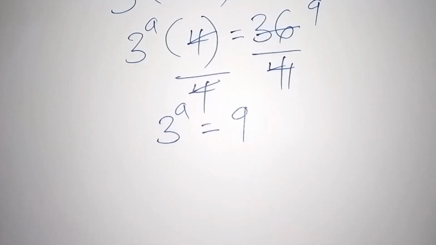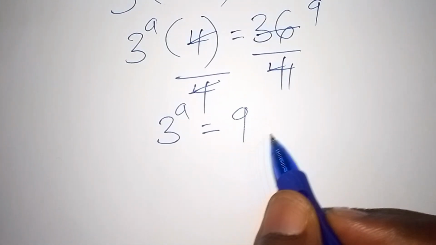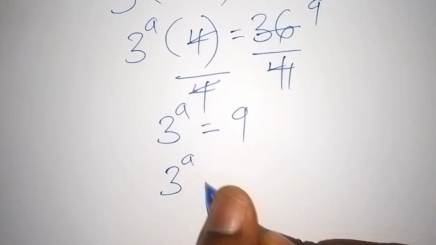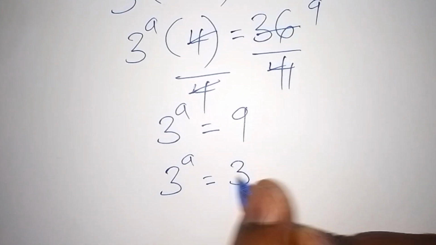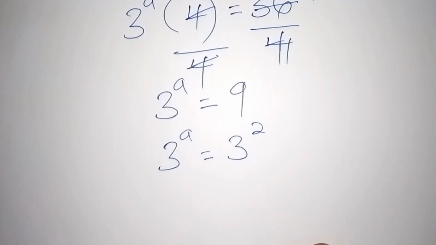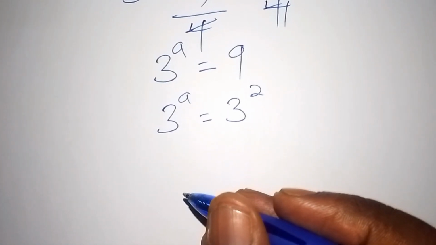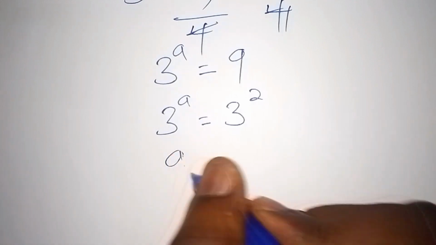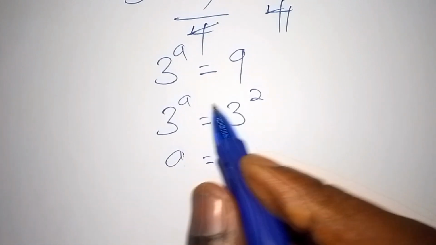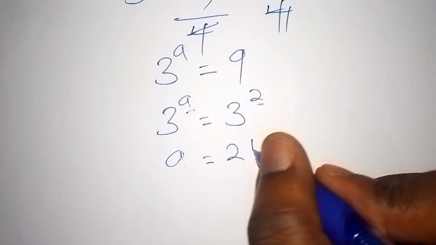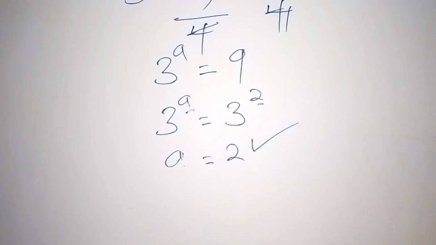So let's now change this 9 to a base and an index. 3 to the power of a is equal to 3 to the power of 2. So finally, our value for a is equal to 2, because we shall only pick the index numbers. So if you happen to get your answer as 2, you worked it out and you finally got the correct answer.